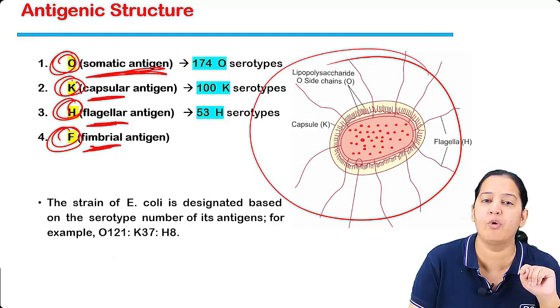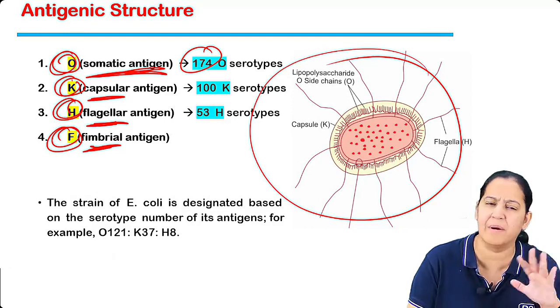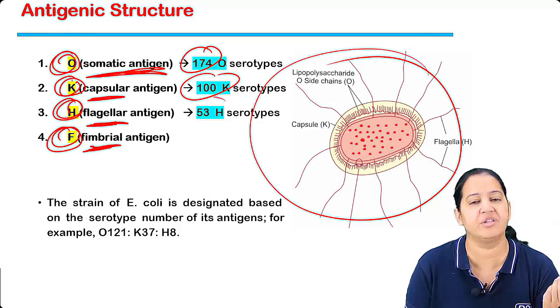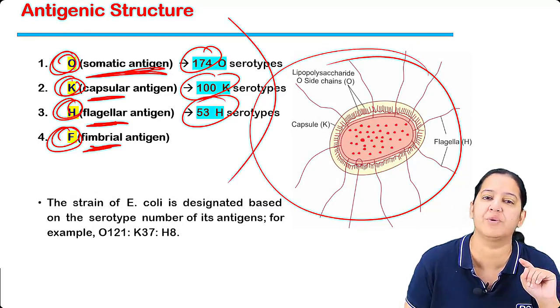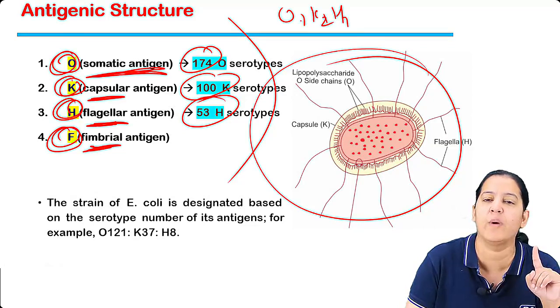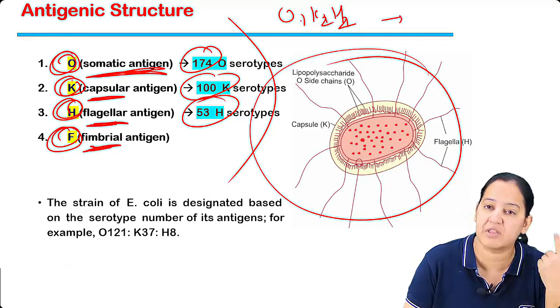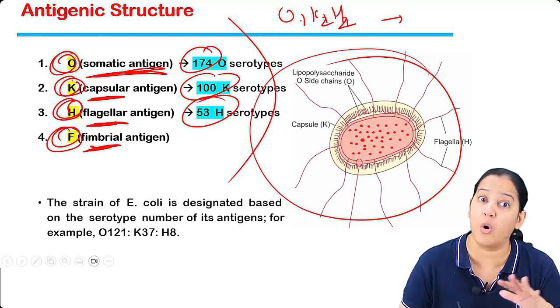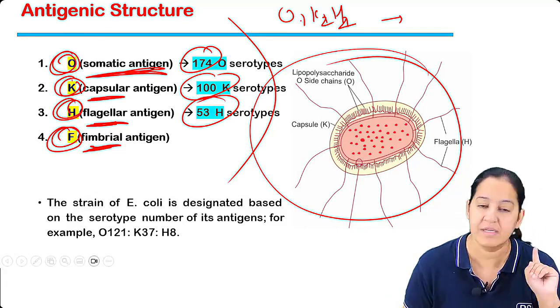How many types of O are there? 174. Don't learn the number. There are many types. For K, there are 100 types. For H, there are 53 types. How many combinations can you make? You will say, ma'am, O1, K1, H1. O1, K2, H2. I mean to say you can make thousands of combinations. So E. coli is of thousands of types, millions of types. There is not one serotype.